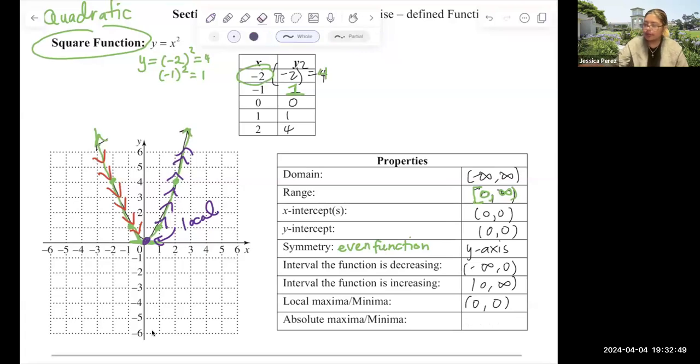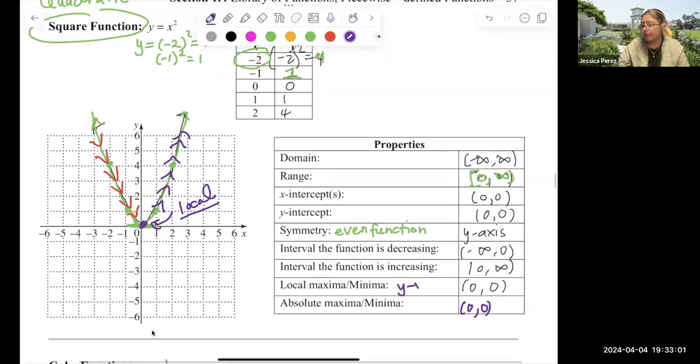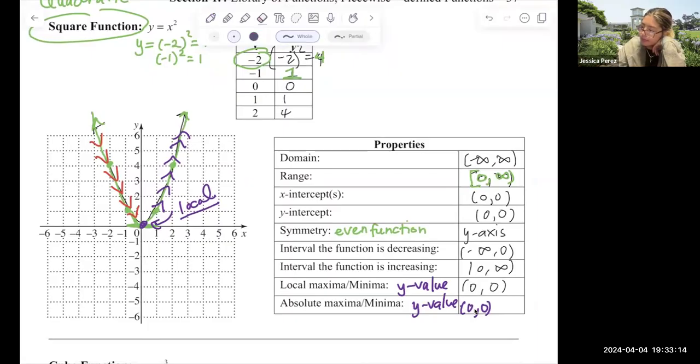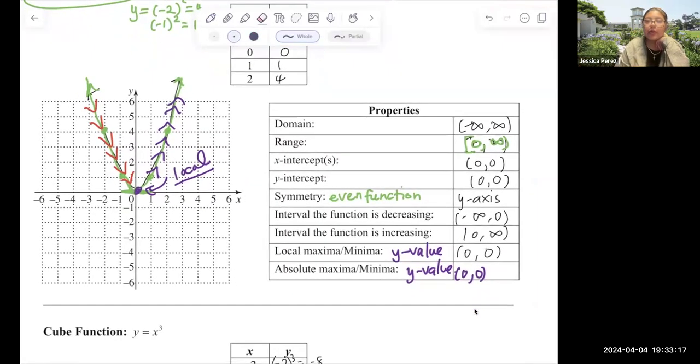So let me get rid of this. Well, technically, this is the absolute as well. Remember, when we're at a local maximum or an absolute, it's the y value. So the lowest point of this graph is actually at y value being 0. So when your x is 0 and your y is 0, it's both the local and the absolute.